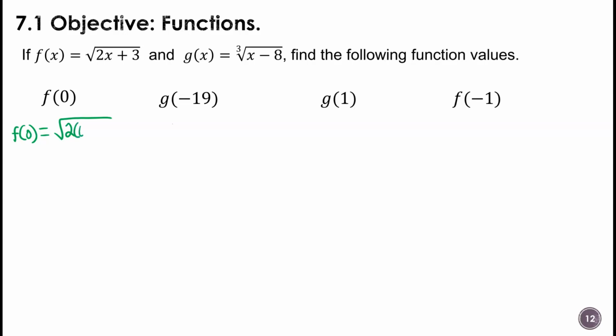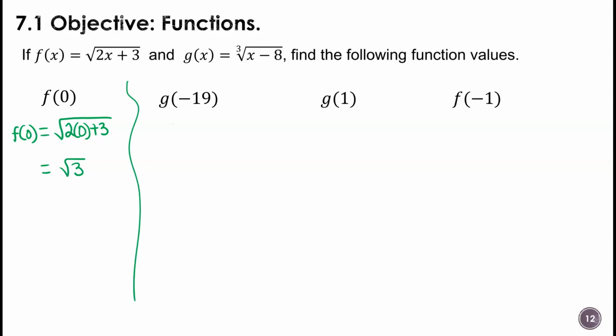And that's going to be 2 times 0 plus 3. And 0 plus 3 is 3. So when we simplify that, we get the square root of 3, and we leave it that way. We don't need to have the decimal or anything on there.